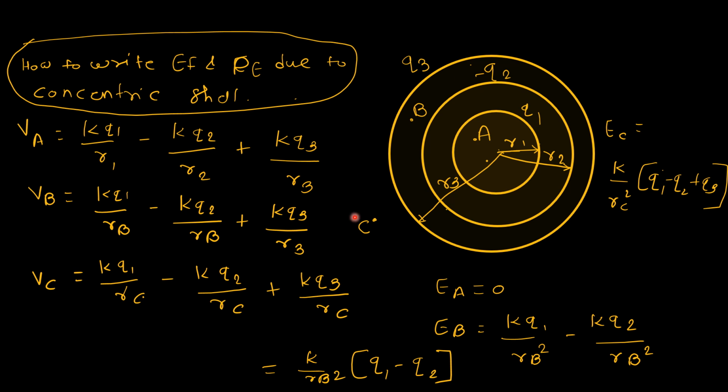Then at point C, it is the outermost point. So the net electrical field at point C is because of all three spheres S1, S2, S3. So we can write K upon RC square times Q1 minus Q2 plus Q3. Now we understand how to write the equation for electrical field and potential due to the concentric shells. Okay, next.